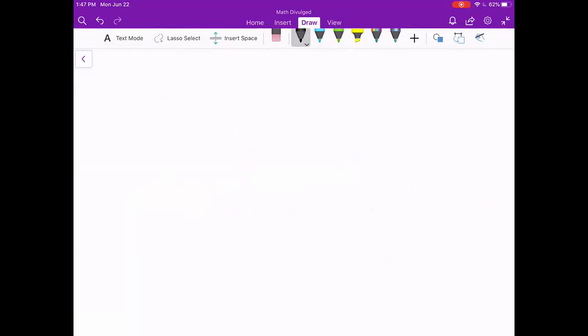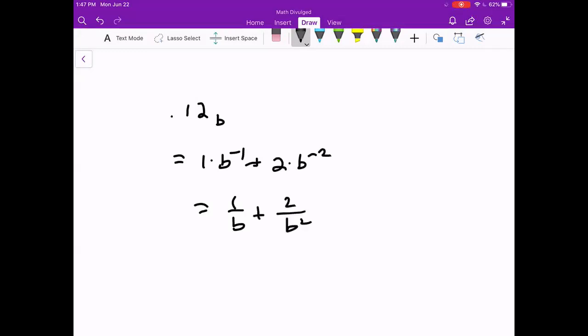So let's say we have 0.12 in base b. This is worth 1 times b to the negative 1 plus 2 times b to the negative 2. So it's 1 over b plus 2 over b squared. And basically, this is exactly the same thing as with integers in base b. It's just we're going in the opposite direction with negative exponents instead. So let's take a look at a problem.